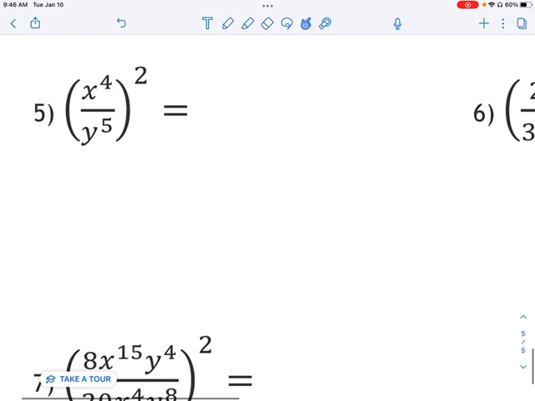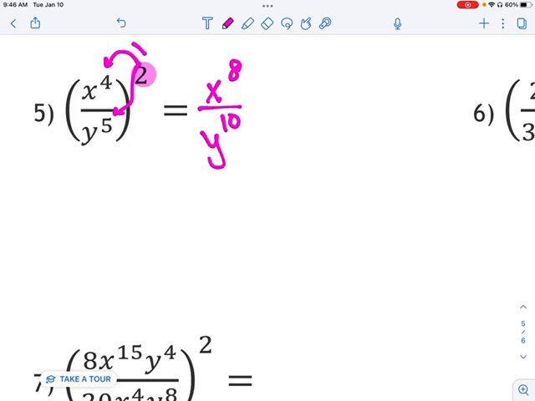Okay, now let's take a look at the second rule that we talked about. So here, I'm going to start off. I see I've got a 2 raising this whole thing. So I'm going to take that to both. So it's going to be x to the 8th over y to the 10th. Remember, this is multiplied. So x to the 8th, y to the 10th.